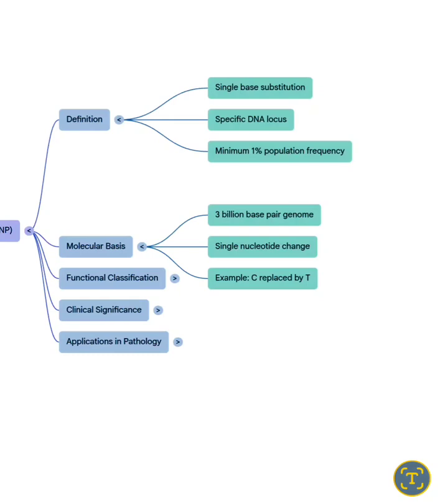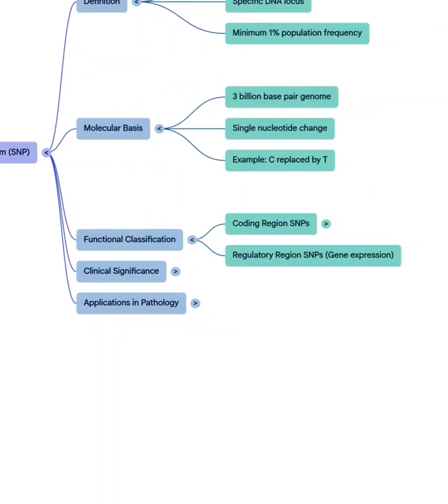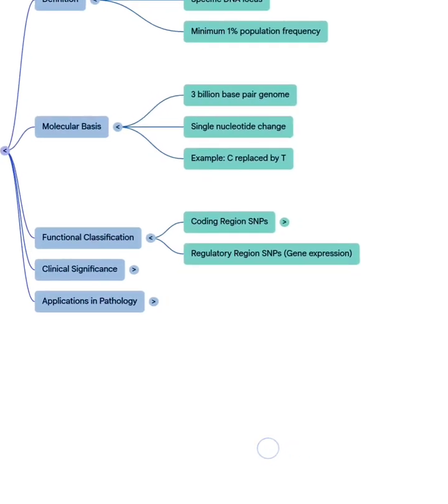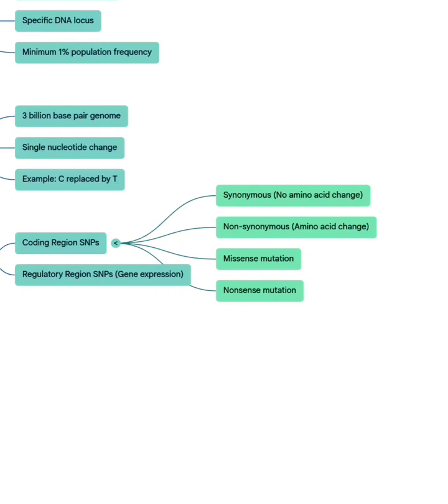Coming to functional classification. This is the most important section from an academic and exam perspective. SNPs are classified based on their functional impact. First, coding region SNPs. When SNPs occur in the coding region, they can directly affect protein structure. For example, synonymous, silent SNPs. There is no change in amino acid sequence due to redundancy of the genetic code.